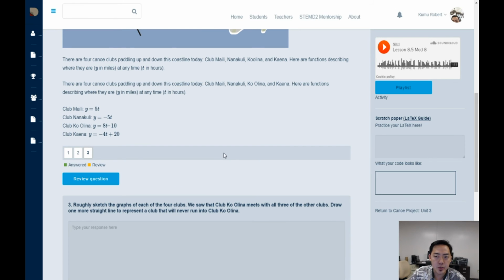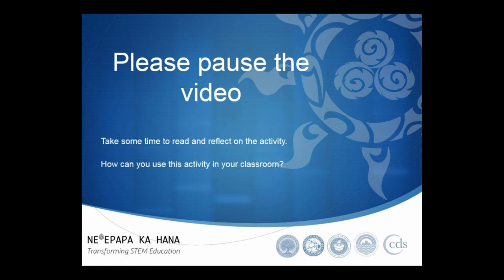And then we ask the students to sketch one more line that will never meet Club Ko'olina. This would be a parallel line that has the same slope but a different y-intercept. That's it for this activity. Please go ahead and pause the video and take some time to review and reflect on it. Let us know how you can use this activity in your classroom.